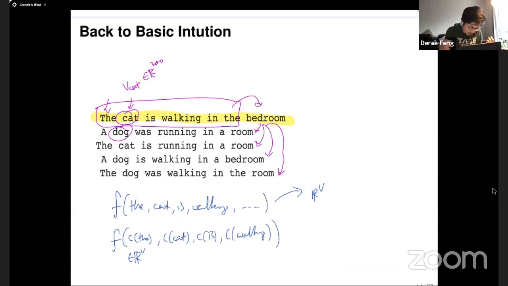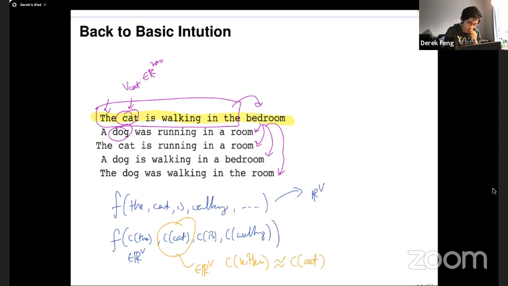Almost continuous, actually. I don't remember the specifics of this, but it shouldn't change too much, right? And so what that means is that because they're functions of these vectors, these vectors in R^V, if I have C of kitten, C of kitten should be close to C of cat, right?